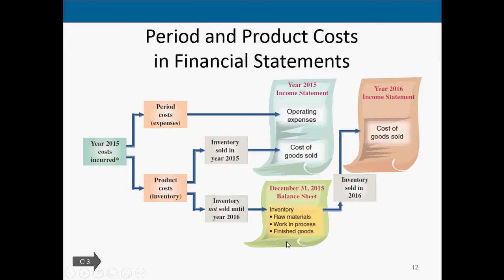Up until now, we've only ever had one merchandise inventory account, and that's because we just bought goods to resell them. But now we're actually creating goods. We're creating them, and all of those things are going to stay in inventory until sold.